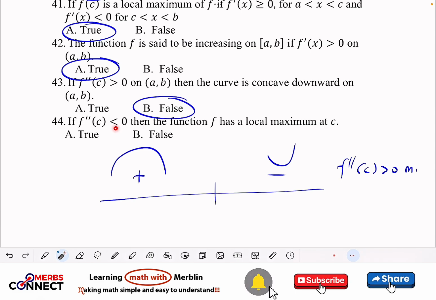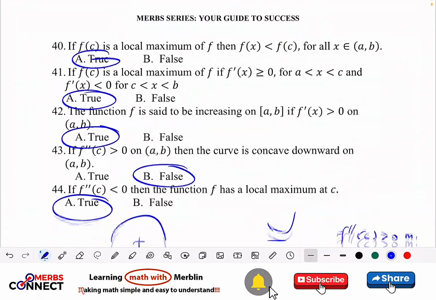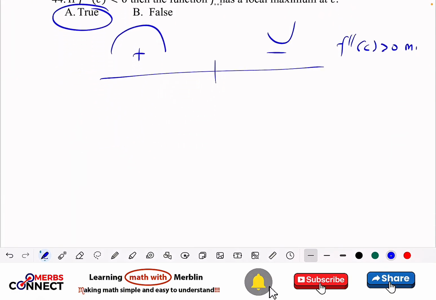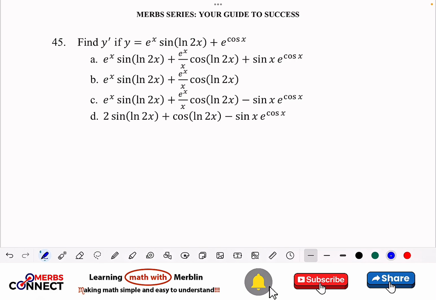And then when this one is less than this, f prime prime is going to give us maximum. So maximum is like this. No, maximum is like this. Good, so this one is true. This one is true. All right, let's look at 45. We're almost done. We have like some few questions to go.